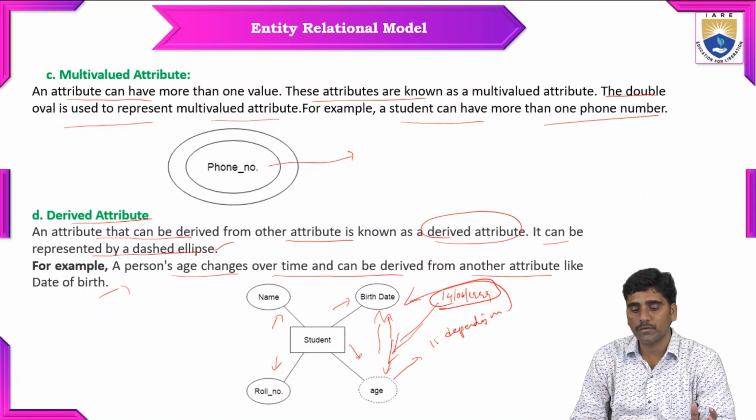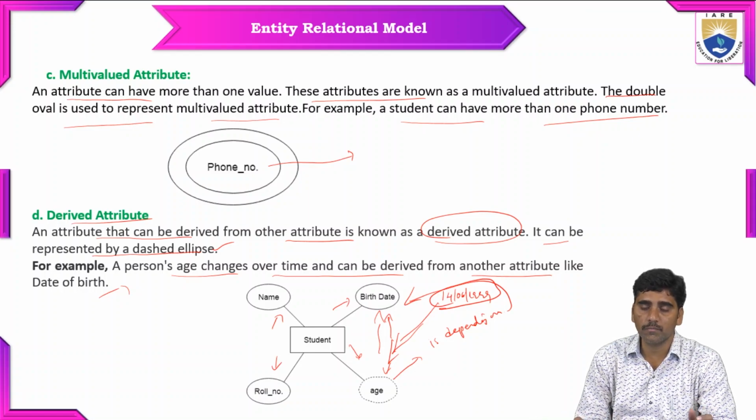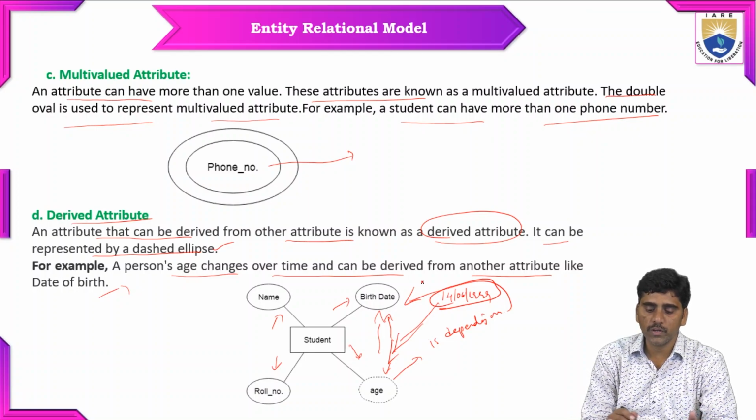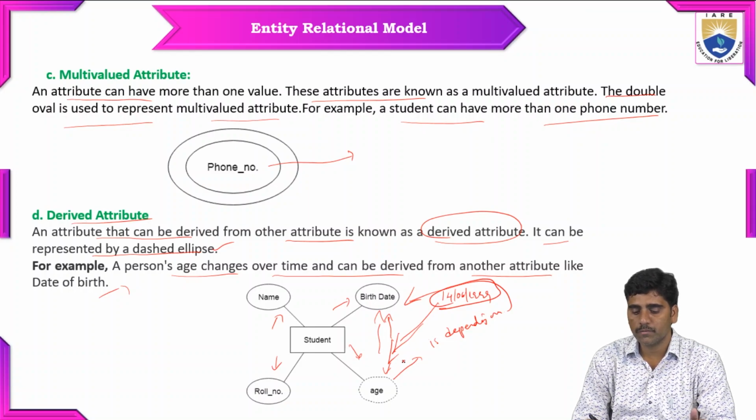And multi-valued attribute. So a multi-valued attribute is nothing but what? An attribute which can have more than one value. Then it is called a multi-valued attribute. And a derived attribute is nothing but what? An attribute which is derived from another attribute. Suppose here the birth date is an attribute and the age is an attribute, but age is derived from birth date. If you know the birth date of an entity, then you can say the age of the entity. So that is the derived attribute of the entity.